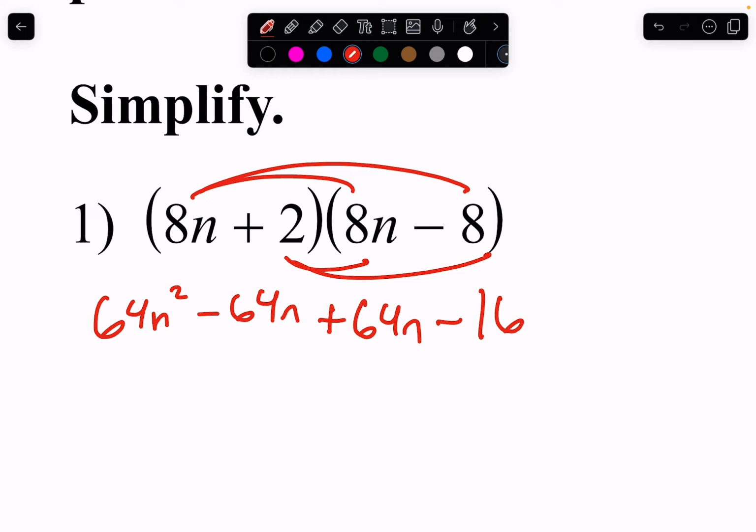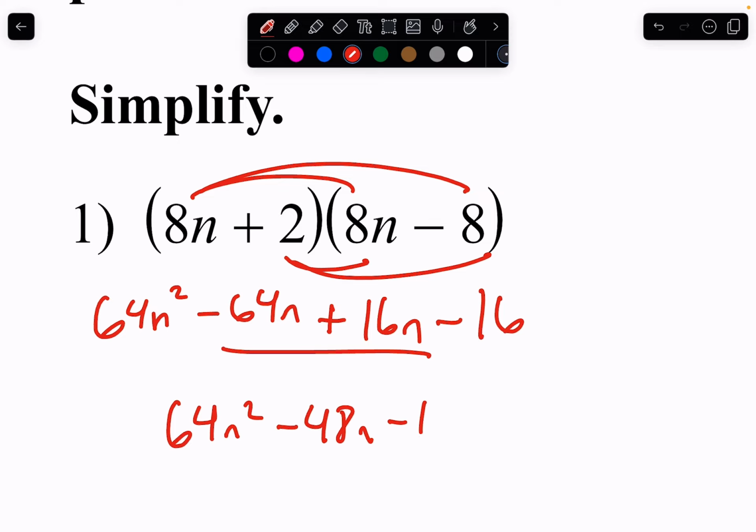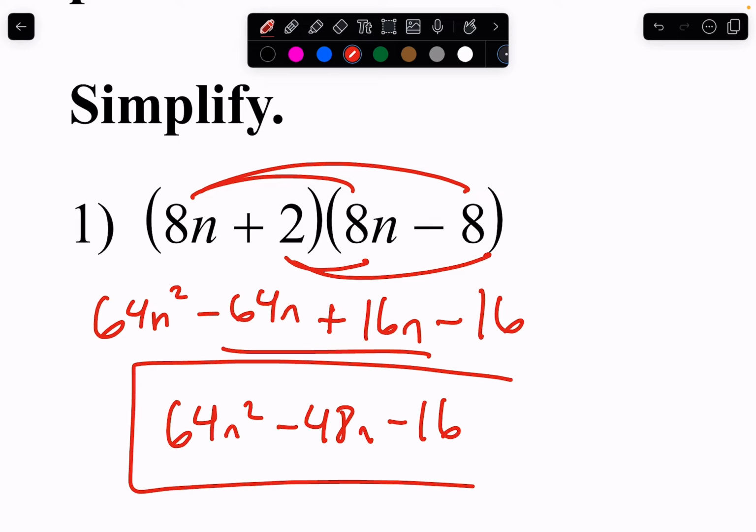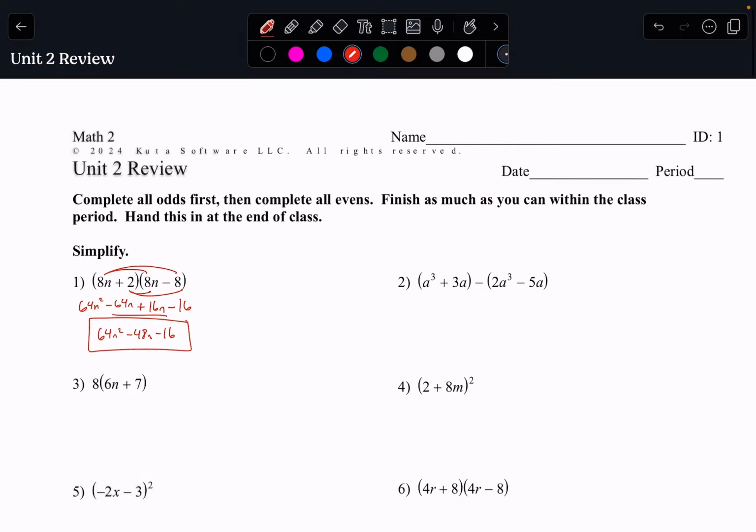Oh, not plus 64. Whoa. 16n. Sorry. All right, so then at this point you check to see if you can combine like terms, which you can. These guys are like terms, so we get 64n squared minus 48n minus 16. And that would be our answer there.